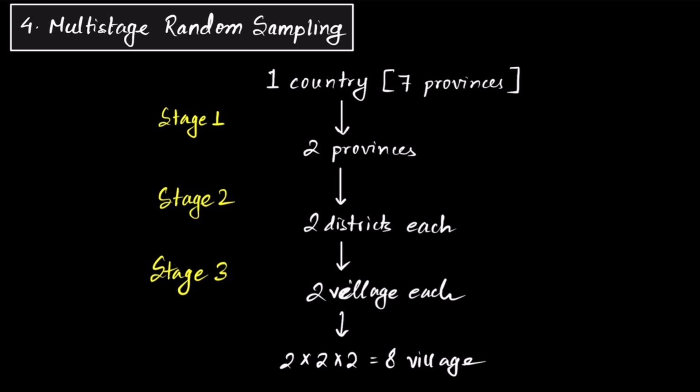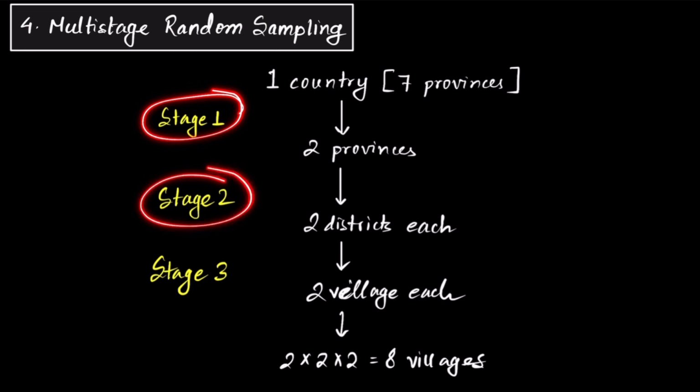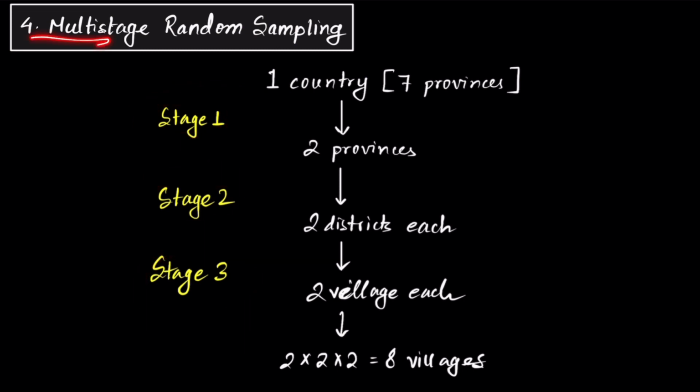2 provinces from 7 provinces in stage 1. 2 districts in each province in stage 2. 2 times 2, 4 districts. Then 2 villages from each district in stage 3. So 4 times 2, 8 villages in total. Since the sampling has been done in multiple stages, it's multi-stage sampling. And we make it random by applying simple or systematic random sampling at each stage.